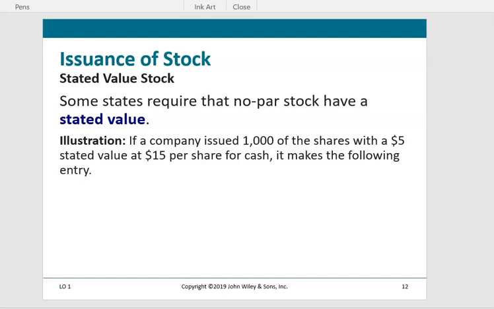Sometimes no par value stock is given a stated value. In terms of accounting, a stated value really is no different than a par value. We still account for the amount that the stock sells above stated value, and we put that difference in an account. Instead of calling it additional paid-in capital in excess of par, we call it additional paid-in capital in excess of stated value, but the accounting is very similar. If a company issued 1,000 shares with a $5 stated value and a market price of $15 per share, it makes the following entry. The company receives cash at market price times the number of shares.